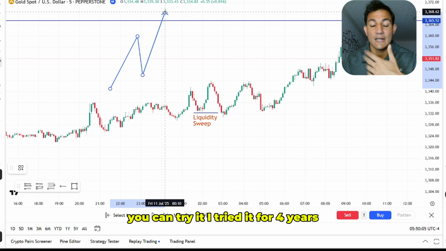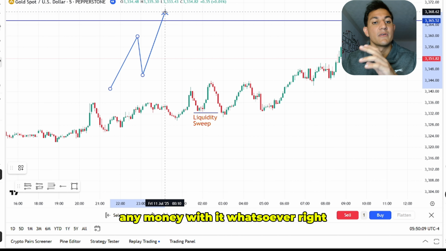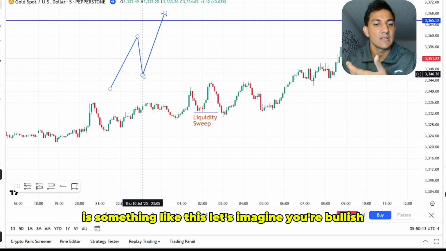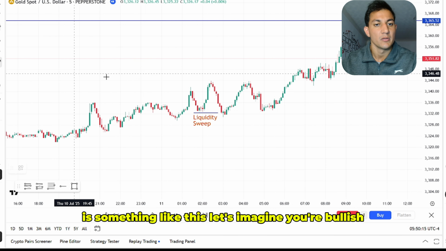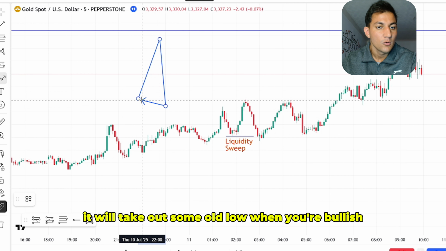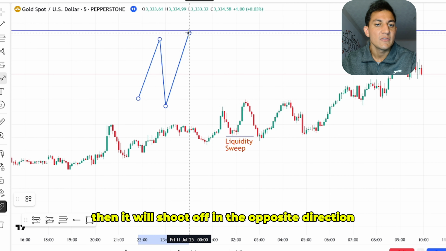You can try it. I tried it for about 3 years and could not make any money with it whatsoever, because how these markets actually move is something like this. So let's imagine you're bullish. Price will come down. It will take out some old low when you're bullish. It will take out some stop loss orders. Then it will shoot off in the opposite direction.